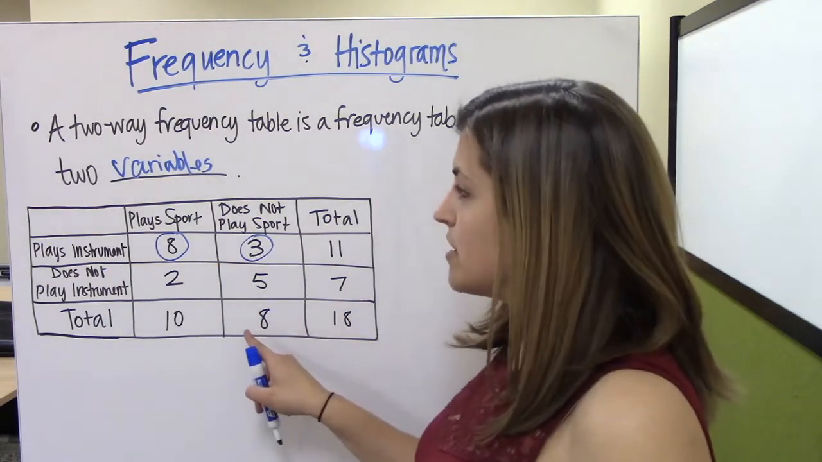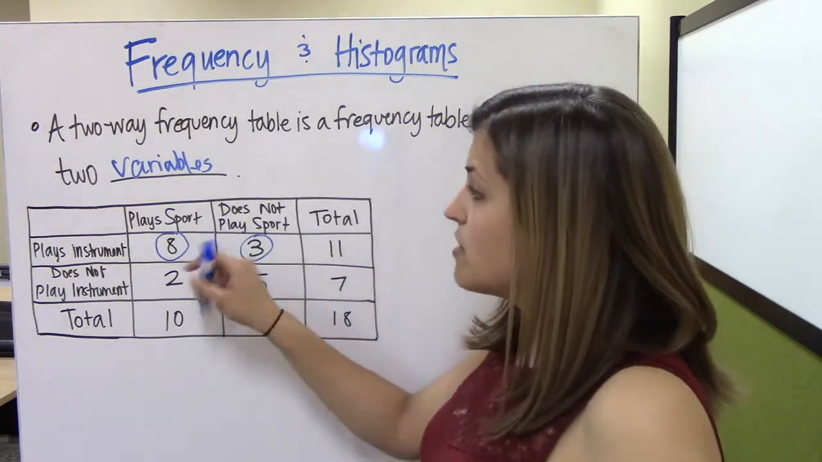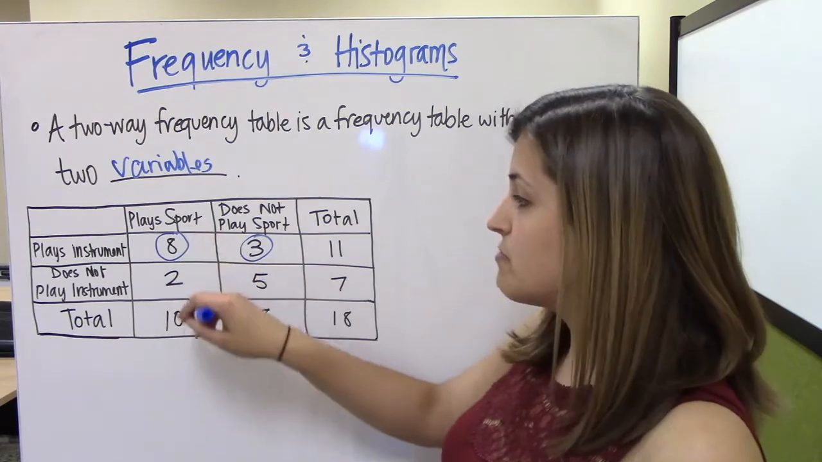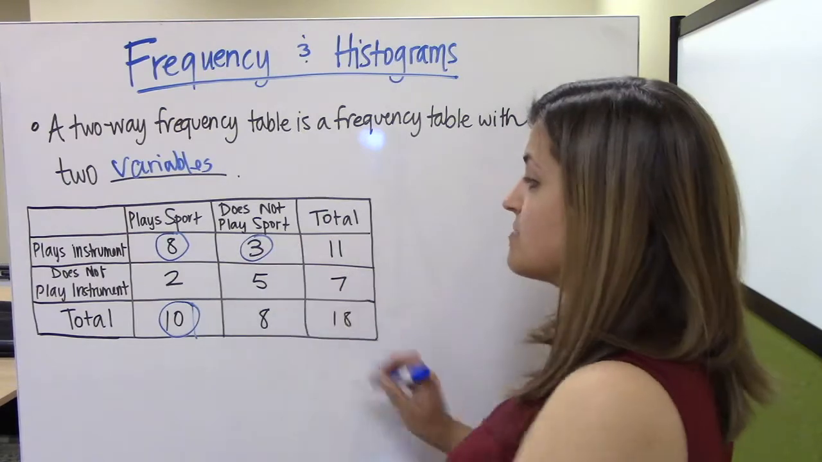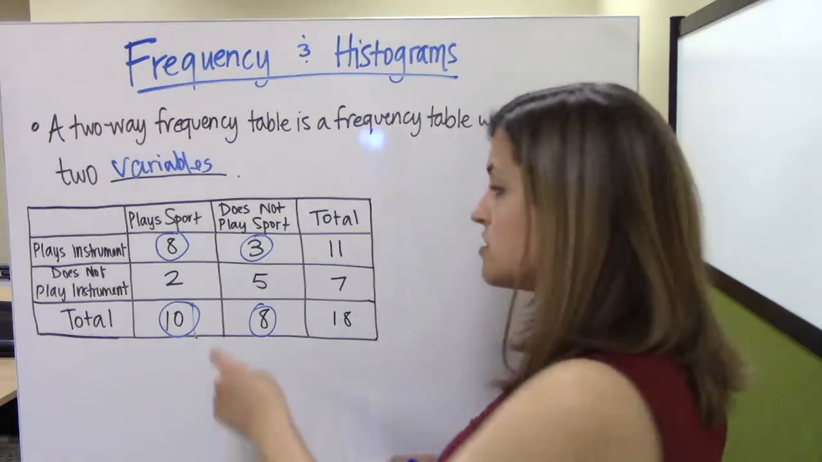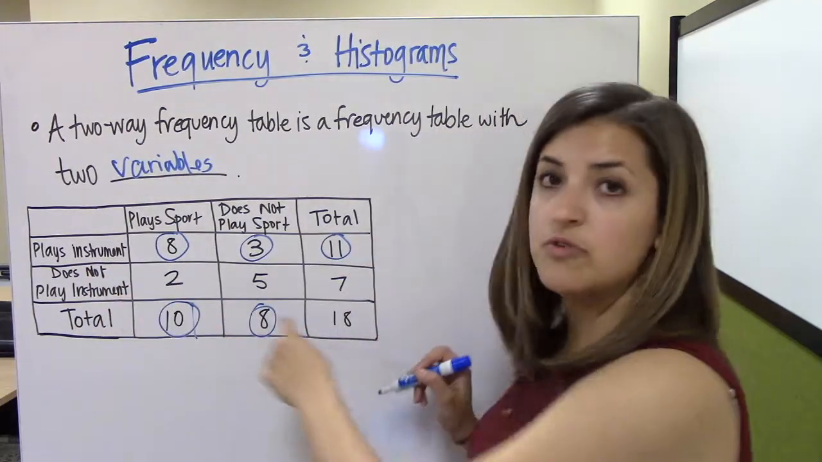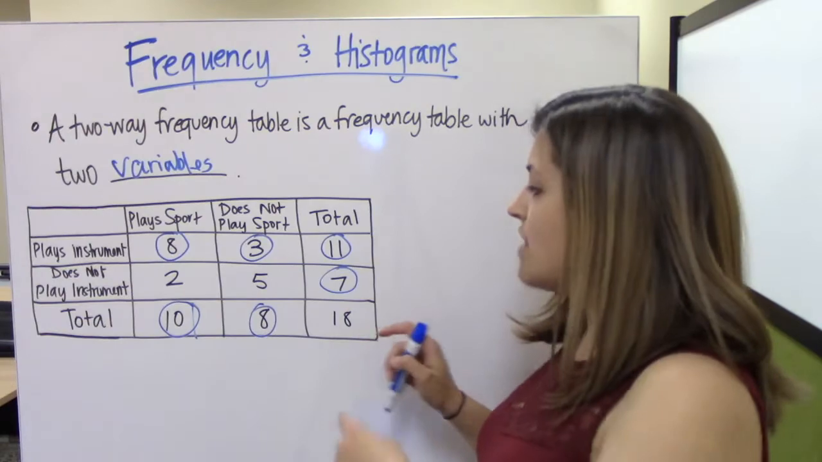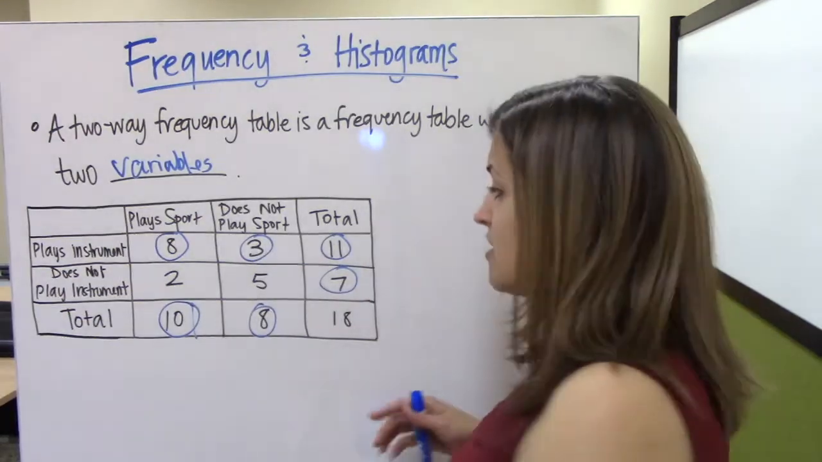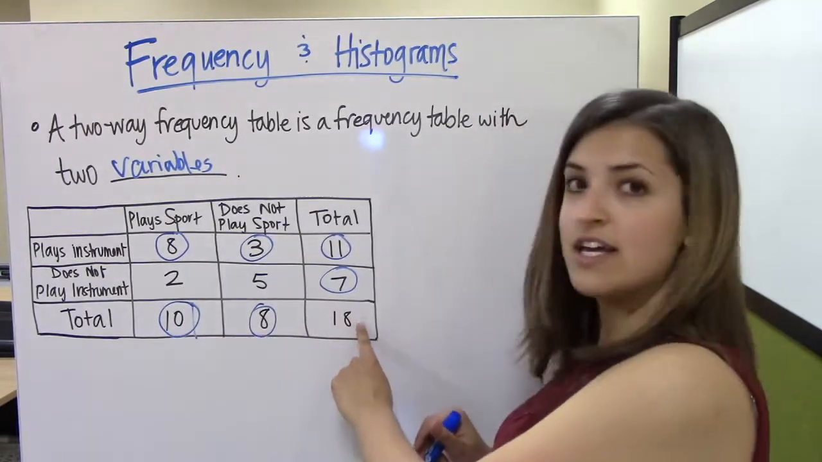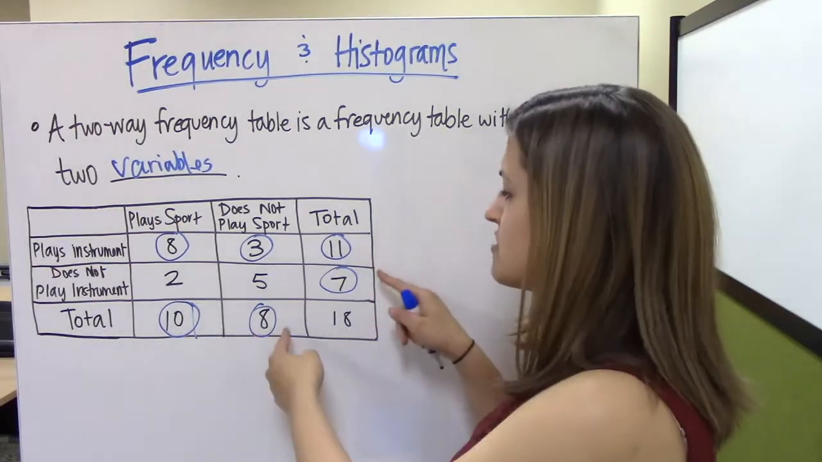If we go down to the bottom here, these are our totals. Also, to the right, we have our totals. So the total number of students who play sports is 10. And the total number of students who do not play sports is 8. If you look down this way, we have the total number of students who play instruments and the total number who do not play instruments. That's 7. And the total down here is the total. That's like the total number of students we interviewed. So you'll see that 10 plus 8 is 18, and 11 plus 7 is 18. This should always happen. You should always have these 2 sums be the same.